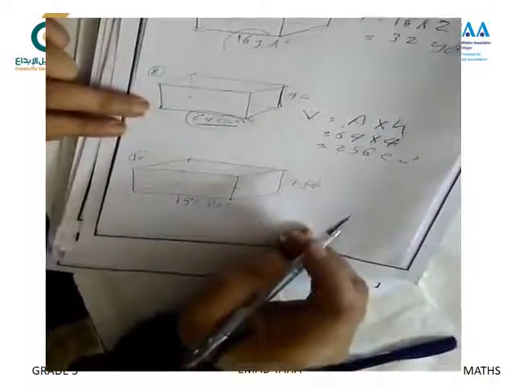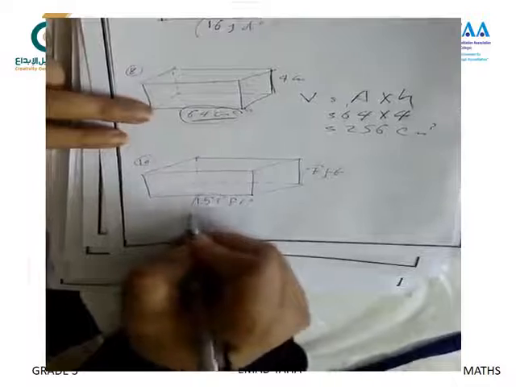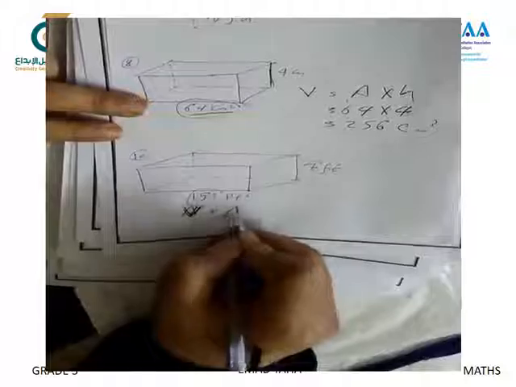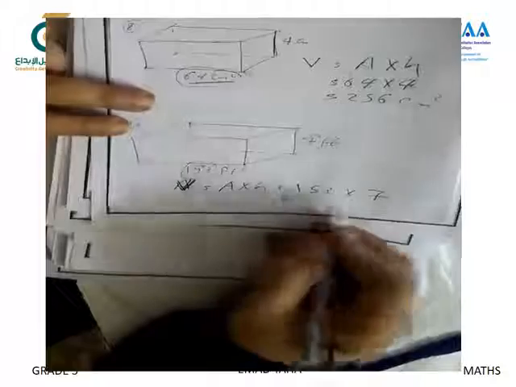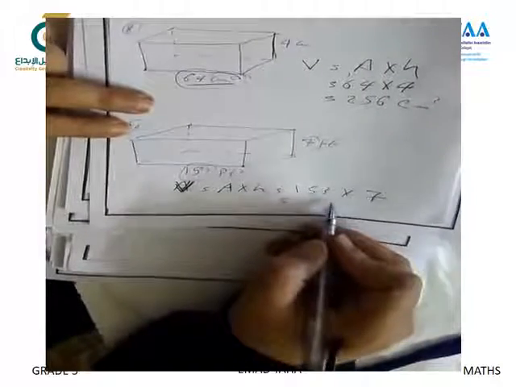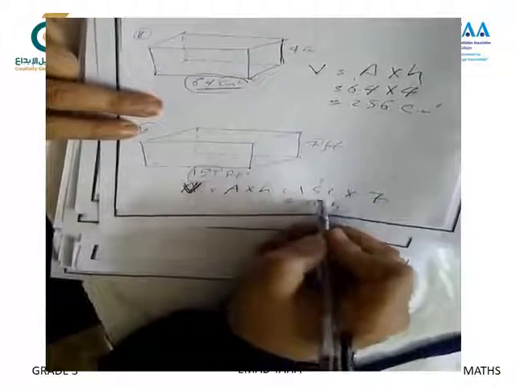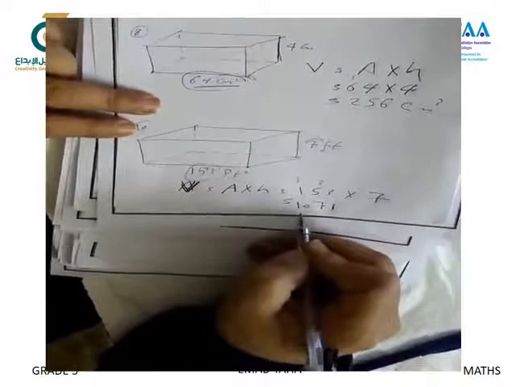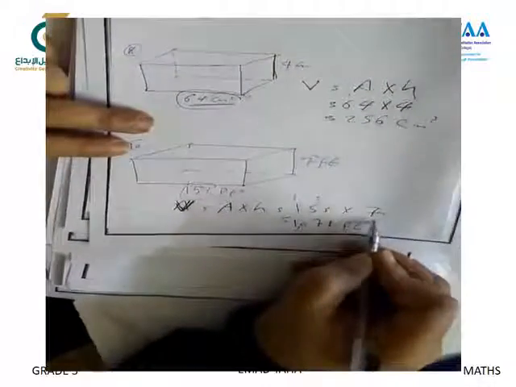The last one, number 10, is the same idea. The area of base is 153 square feet and the height equals 7. So the volume equals area times height, 153 times 7. 7 times 3 equals 21, 1 and up 2. 7 times 5 is 35 plus 2 is 37, 7 and up 3. 7 times 1 is 7 plus 3 equals 10. So the answer is 1071 cubic feet. Thank you.